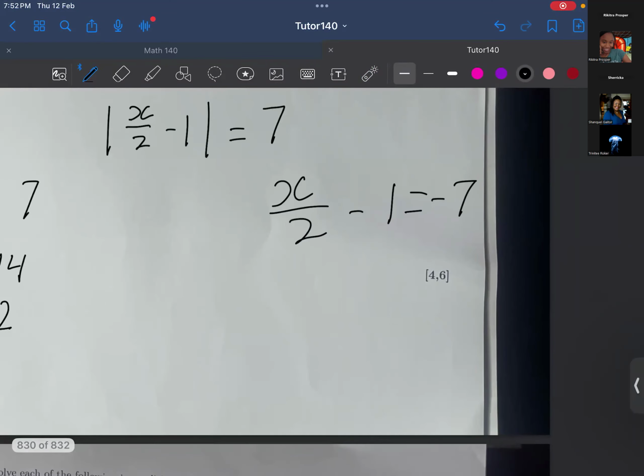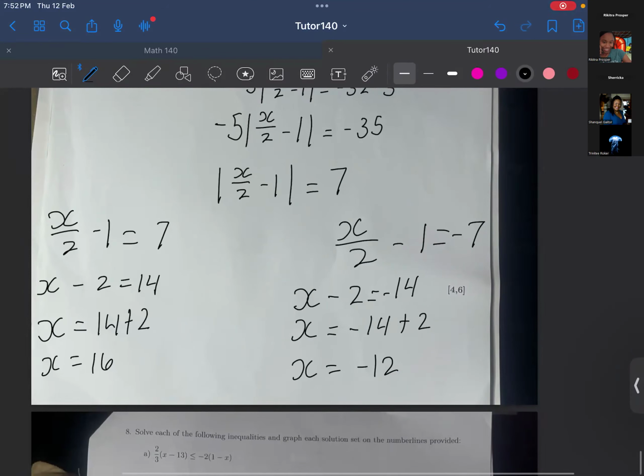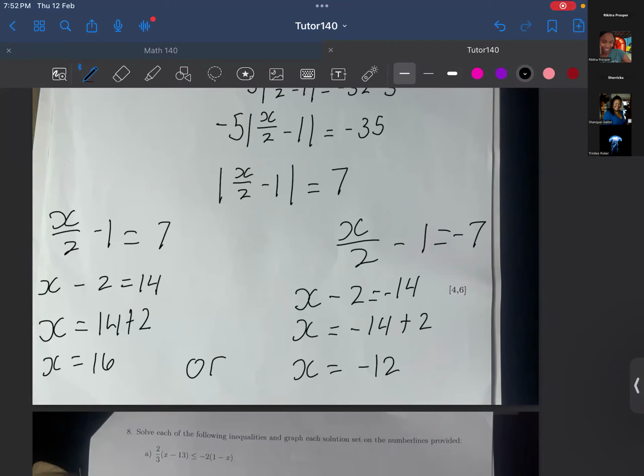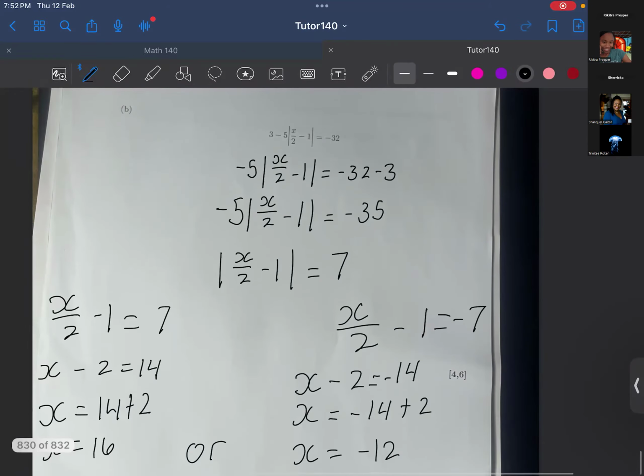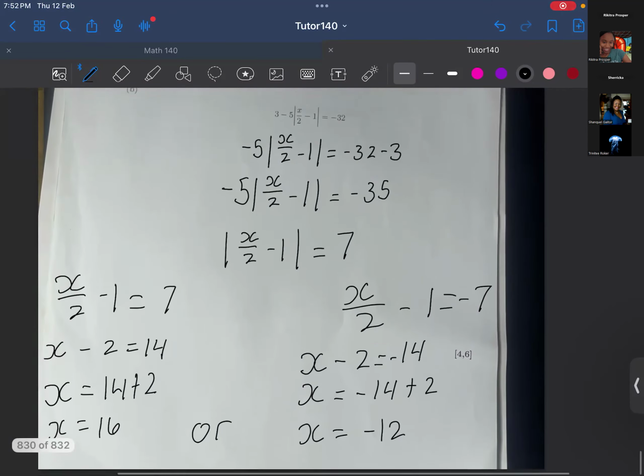Again, multiply the entire equation by 2. x minus 2 is equal to negative 14. x is equal to negative 14 plus 2. x is equal to negative 12. Or, so either x is equal to 16 or x is equal to negative 12.